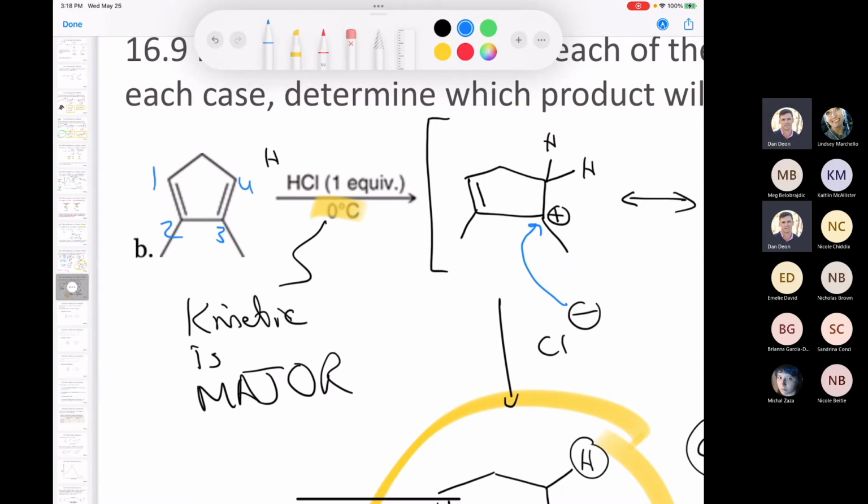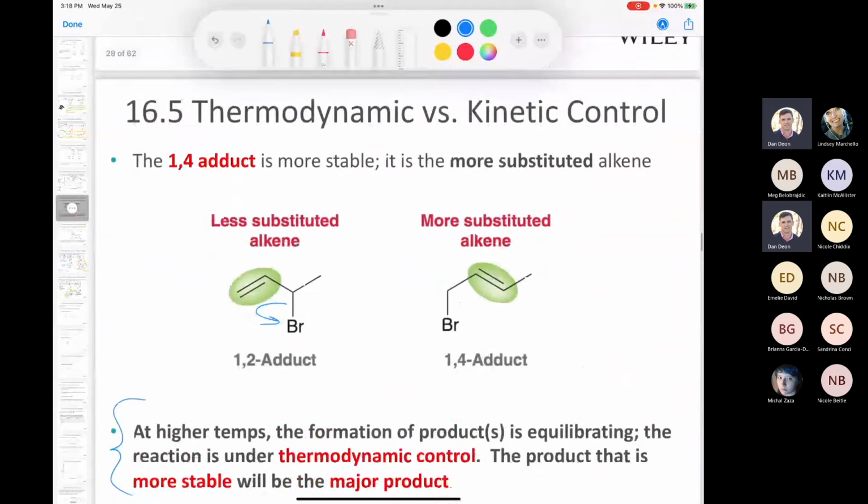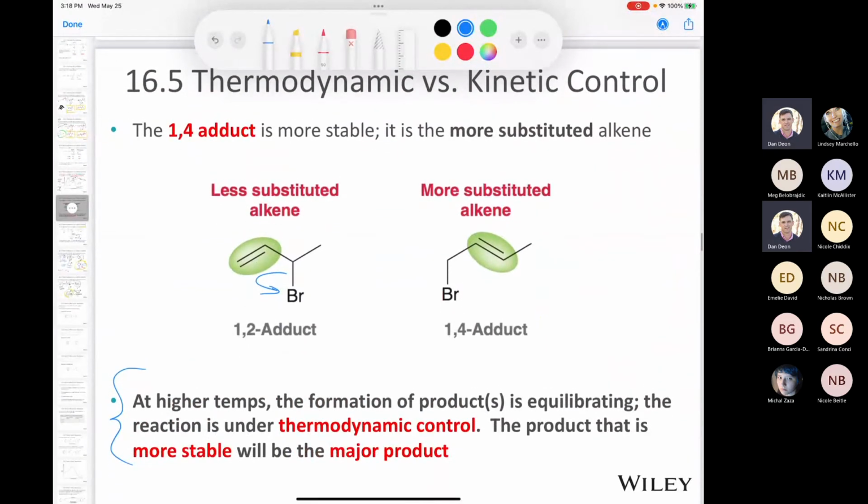Can you go over how, based on the temperature, you get the different products? Yeah, so the rationale for both, Sandrina, the easiest rationale is really nothing more than this. Thermodynamics means you're always going to make the most stable product. The 1, 4 adduct is the thermodynamic product, right? And this is the kinetic product. The 1, 2 is kinetic.